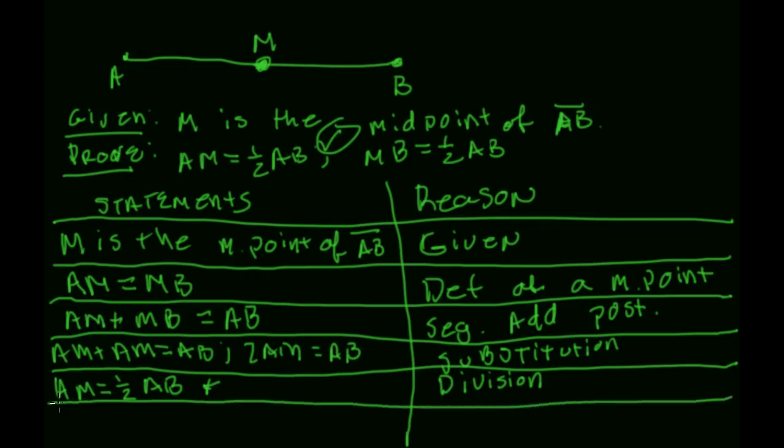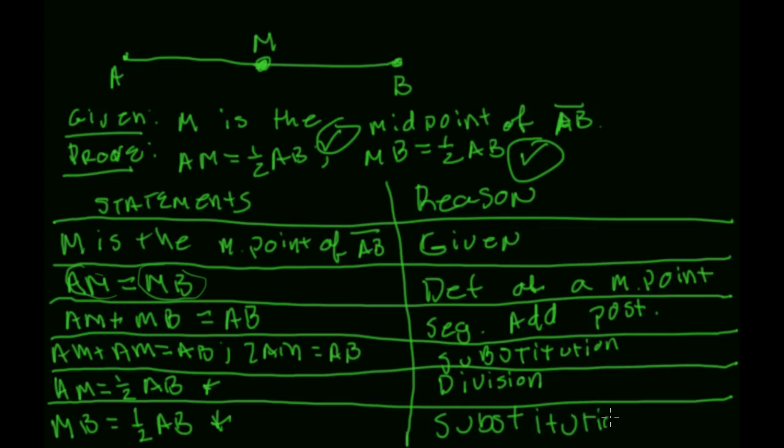And then if you look, we know that AM back here is the same as MB. So I can take that AM out and I can put the MB in. Gives me 1/2 AB. That says MB is 1/2 of AB. That's the other thing I'm trying to prove, which is awesome. So that's what I do. I took out something, put in something that's equal. That's using the substitution property.